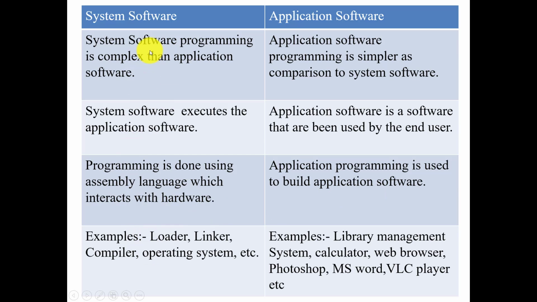Now let's understand the examples of system software. Examples are loader, linker, compiler, or any operating system like Windows, Unix, Linux, etc. These are all examples of system software. Examples of application software are a library management system, a calculator, where we perform a particular task or solve some problem. Also web browser, Photoshop, MS Word, media player, VLC player. These all perform specific tasks. That's why they're called application software.